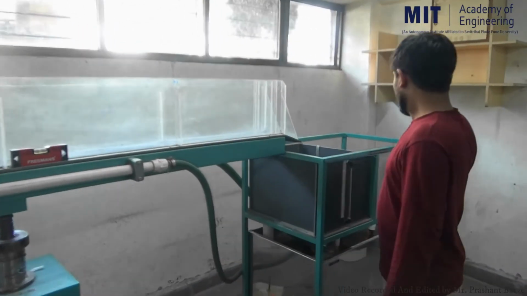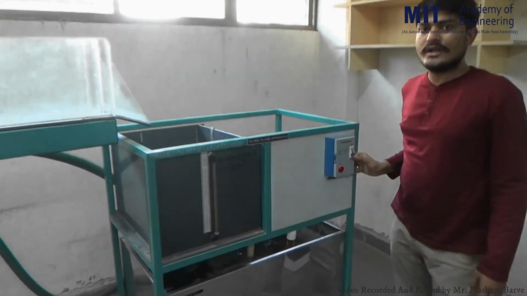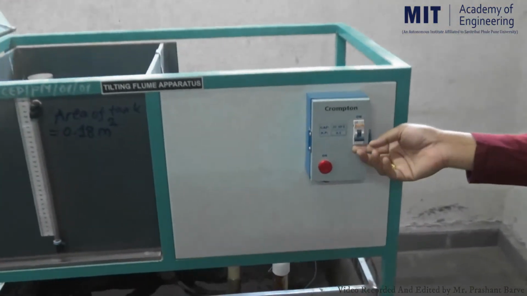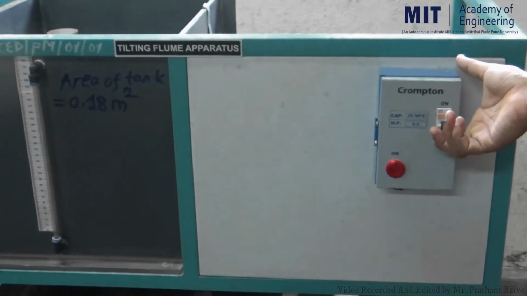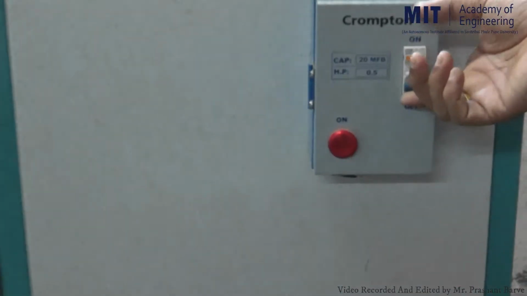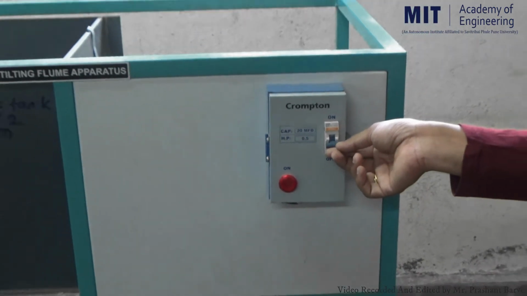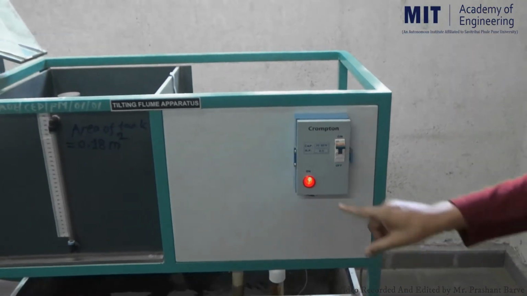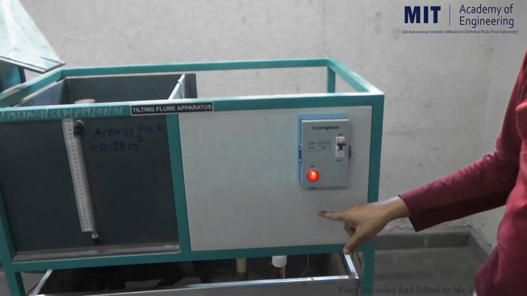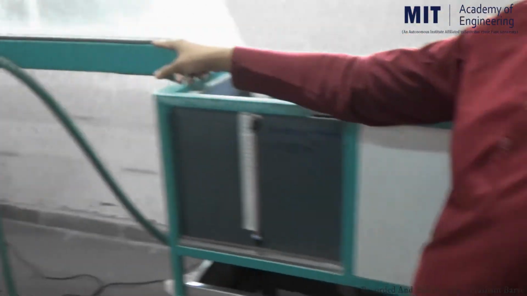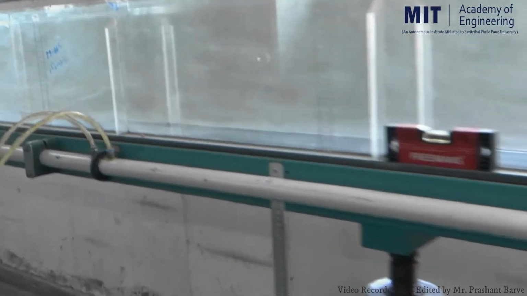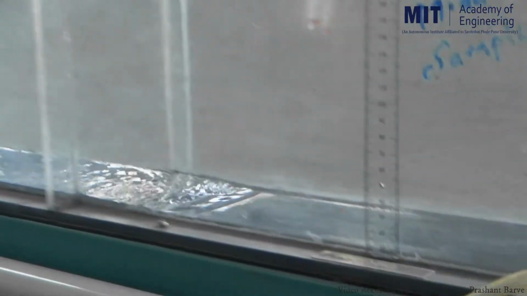For switching the motor on and off, this is the operation. Once we push the button on, the motor will get started. I am going to show you how the water is flowing. Let me start the pump. If you observe, the pump has been started. The water has started. See, water is coming here. Yes, water has started flowing through this channel section.